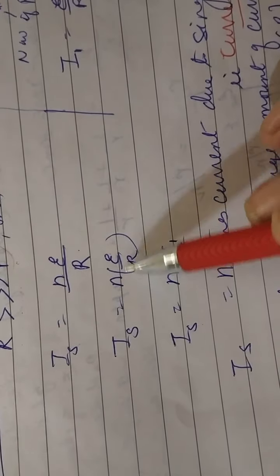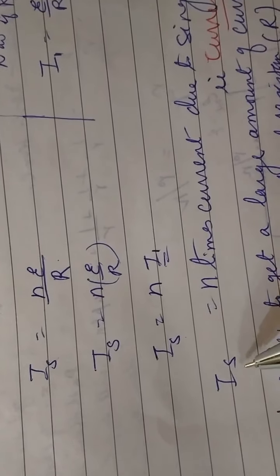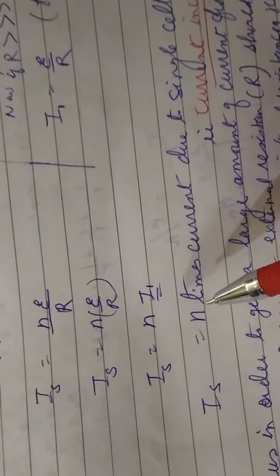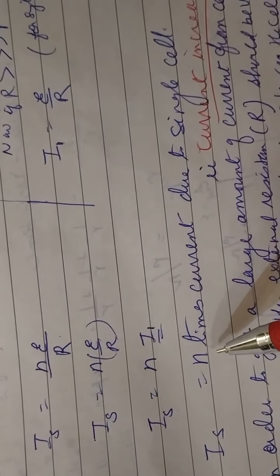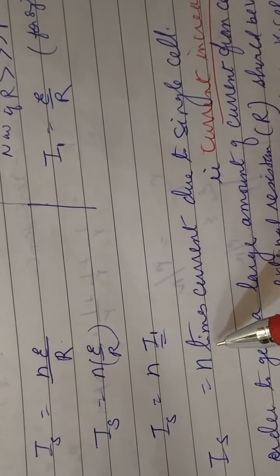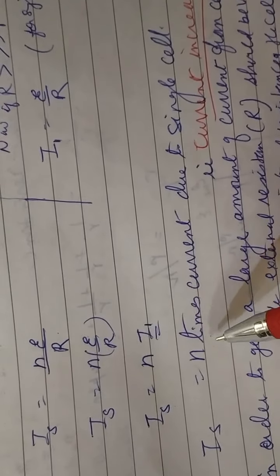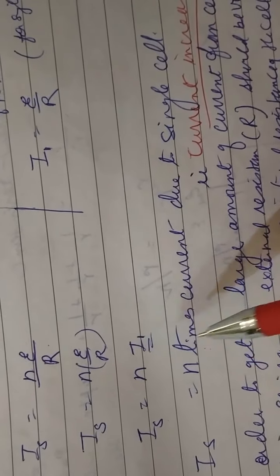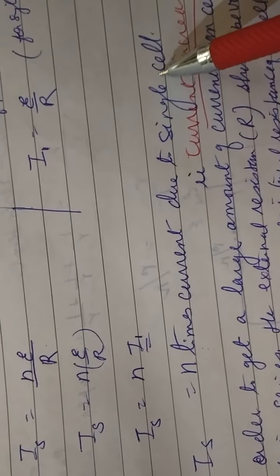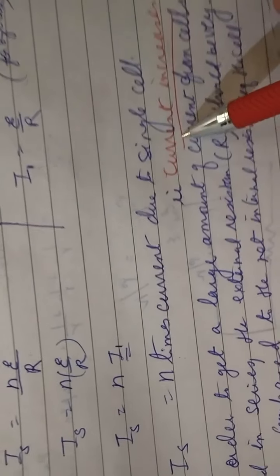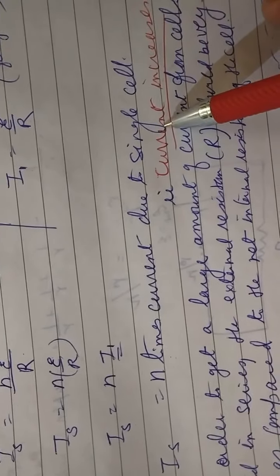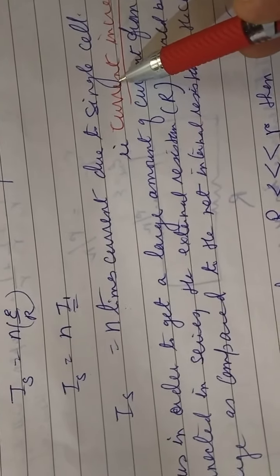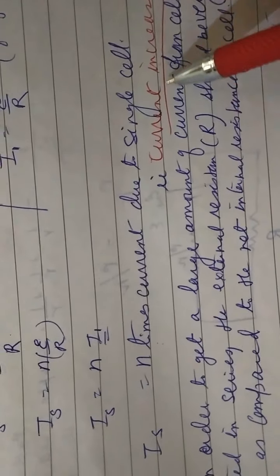N into I1. So I_S, the series combination, is equal to N times the current due to a single cell. If 2 cells are there, 2 times the current due to a single cell. If 3 are there, 3 times. If N are there, N times the current due to a single cell. So what we have seen is that the current increases. Clear? Current is increased.